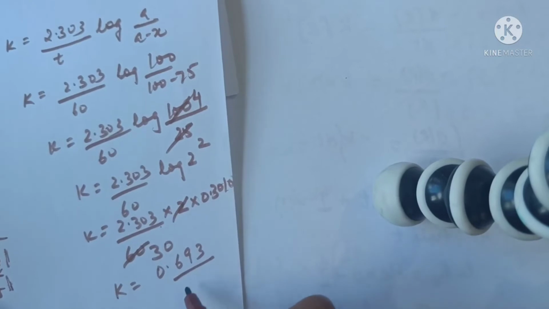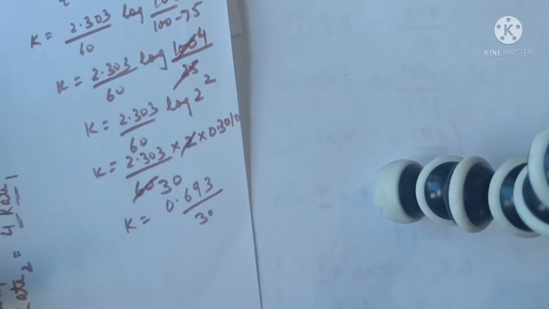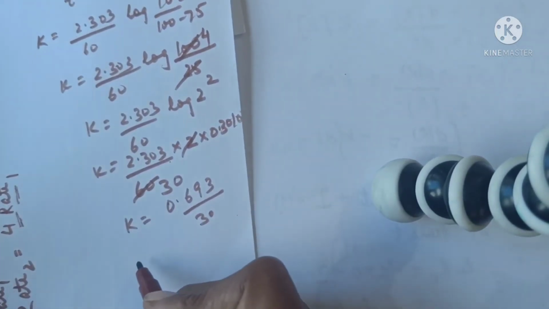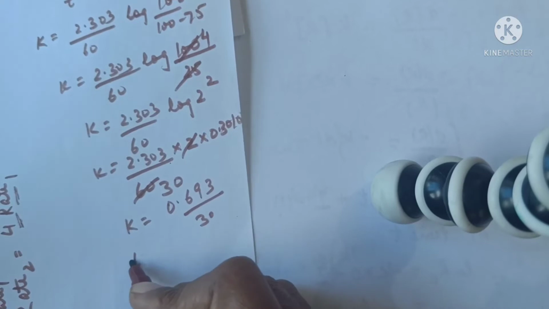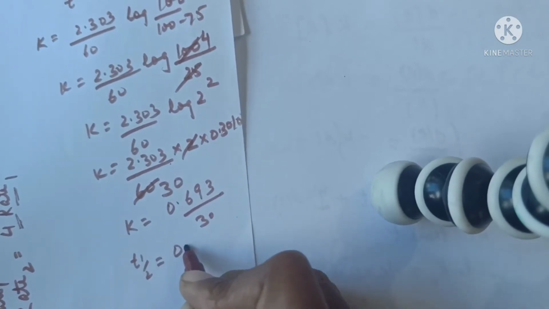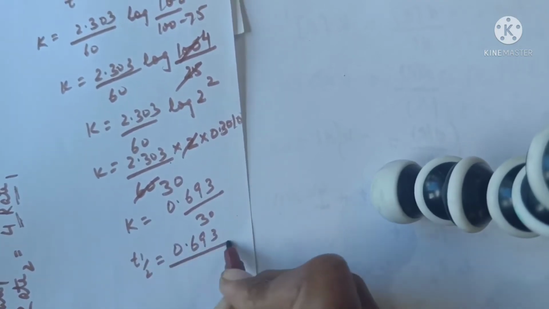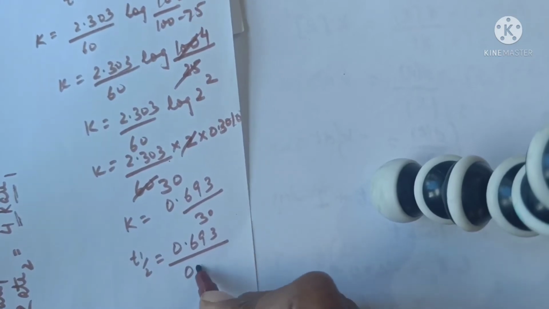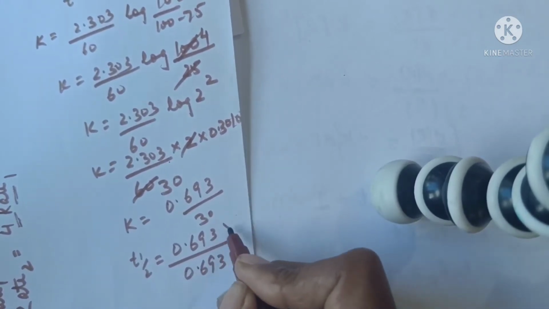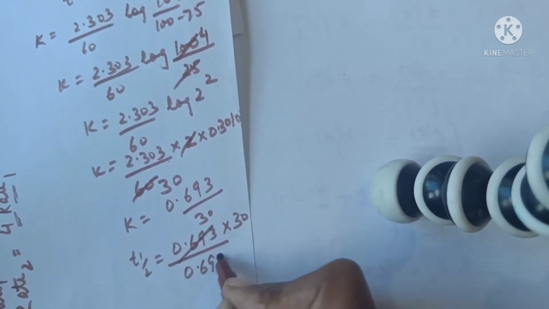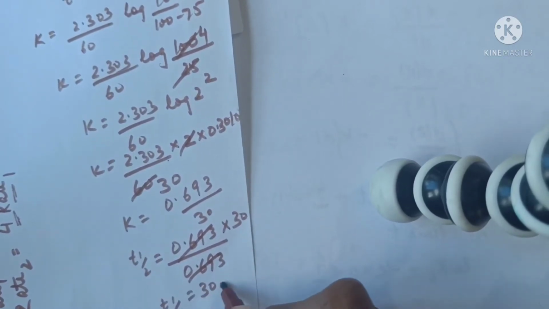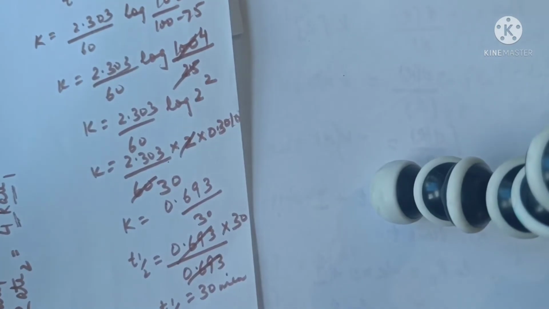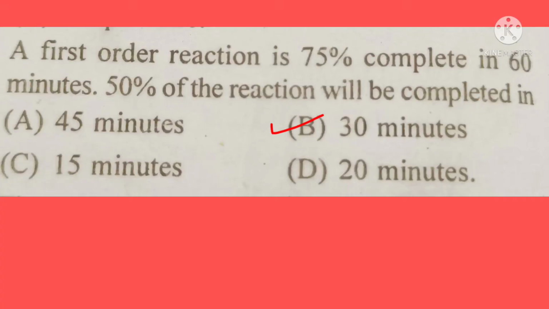0.693 upon 30. Now we have to find out the time for 50% of the reaction to be completed, which is t half. So t half is 0.693 upon K, and K is 0.693 upon 30. So this cancels out, and t half is 30 minutes. So option E, 30 minutes, is the correct answer.